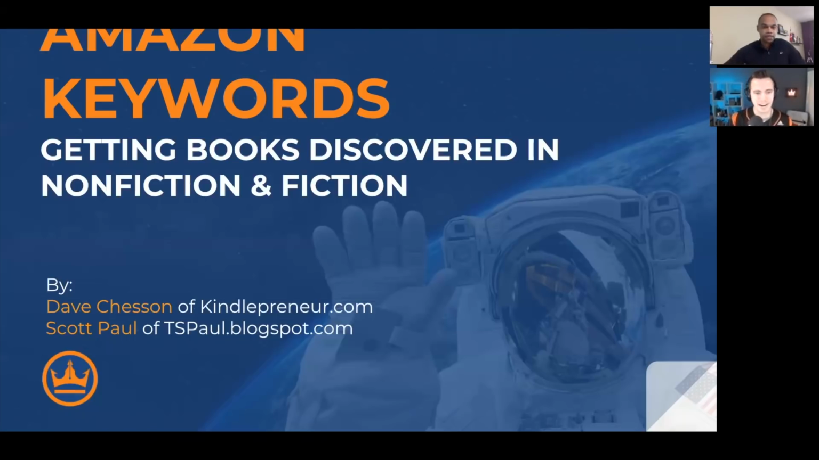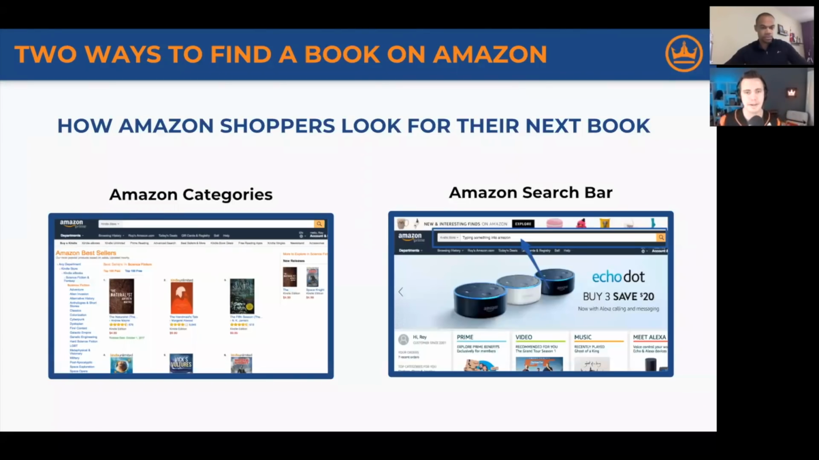Awesome. All right. So let's talk about how shoppers do it, right? Somebody decides they want to go buy a book. They go to Amazon, they go up to the top bar, and they do one of two things. They either A, go to their favorite category, like they're a diehard Space Marines fan, so they go to Space Marines, and they look for the next book.